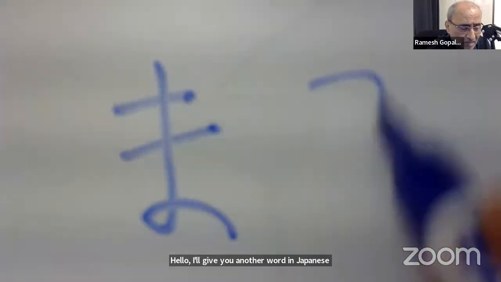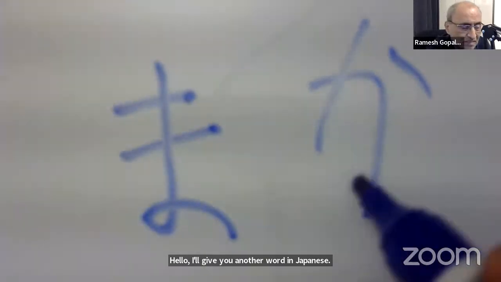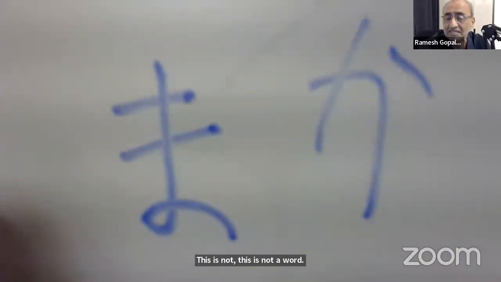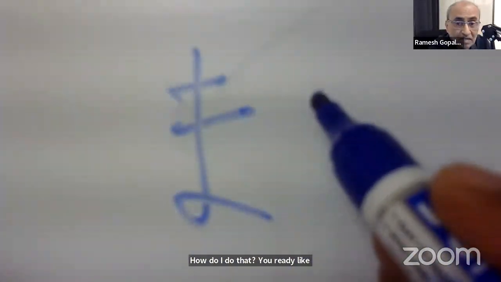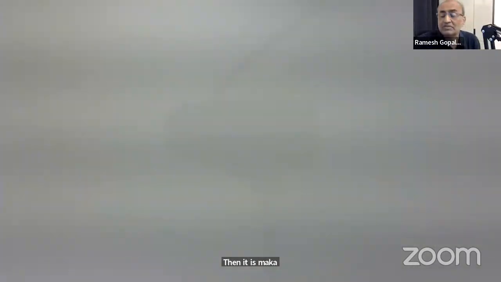Now I'll give you another word in Japanese. This is not maka. This is not a word. Now I have to say makka. That's a word in Japanese. How do I do that? If I write it like this, then it is maka. How do I write makka?